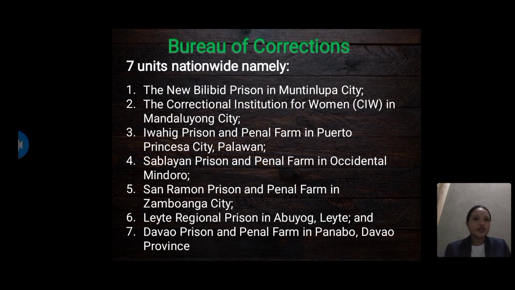Next, there are 7 units nationwide under the Bureau of Correction. These are namely the New Bilibid Prison in Muntinlupa City, the Correctional Institution for Women, or CIW, in Mandaluyong City, Iwahig Prison and Penal Farm in Puerto Princesa City in Palawan, Sablayan Prison and Penal Farm in Occidental Mindoro, San Ramon Prison and Penal Farm in Zamboanga City, Leyte Regional Prison in Abuyog, Leyte, and lastly the Davao Prison and Penal Farm in Panabo, Davao Province.